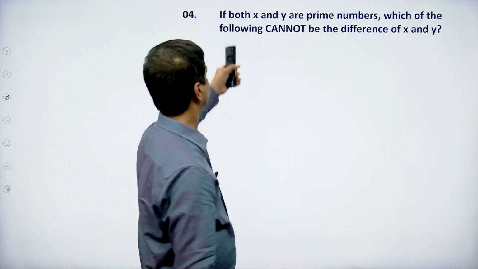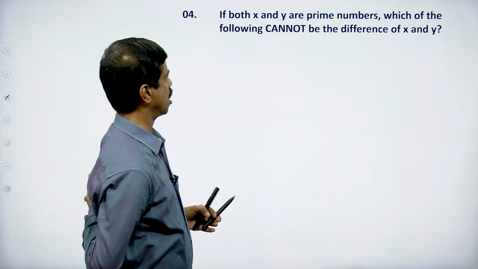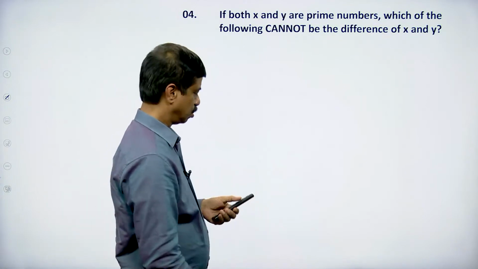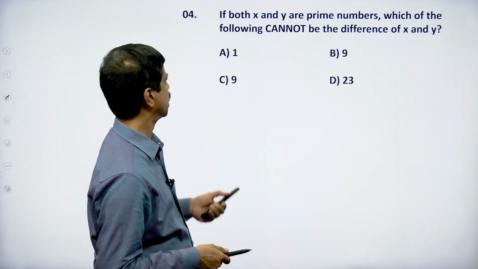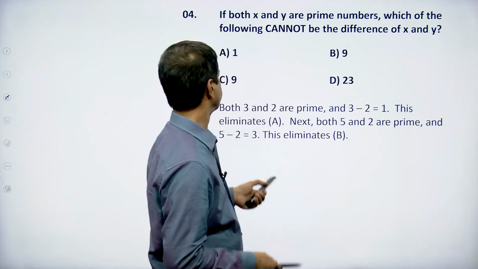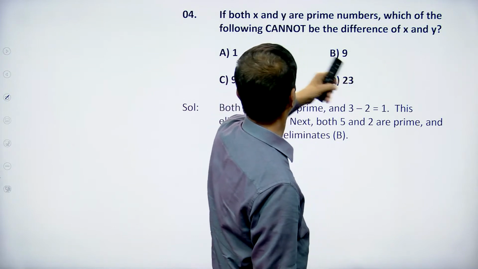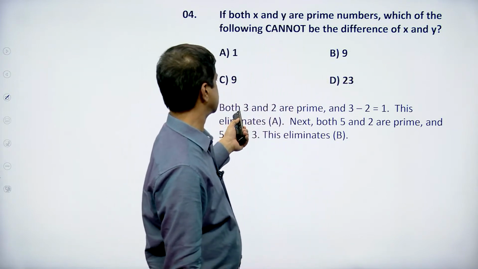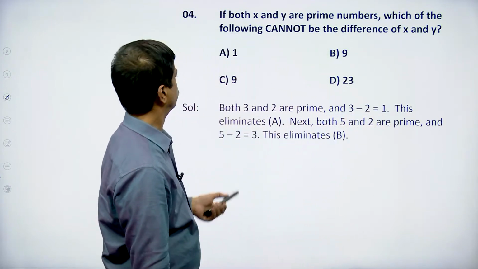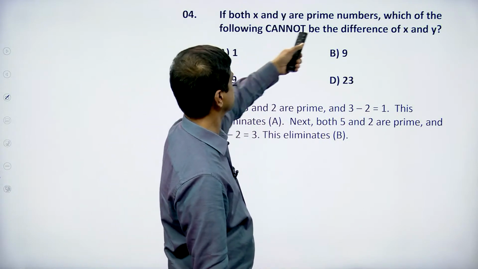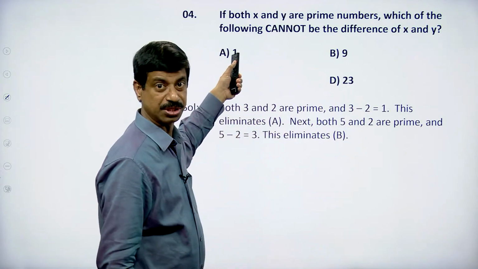So if both x and y are prime numbers, which of the following cannot be the difference of x and y? He said prime numbers, whether they are continuous numbers or how they are, we don't know. So you can take any number. So now let us take both x and y are prime numbers. If you take the numbers as 3 and 2, 3 minus 2 equal to 1. So this is possible. So 1 cannot be is wrong because it is possible.